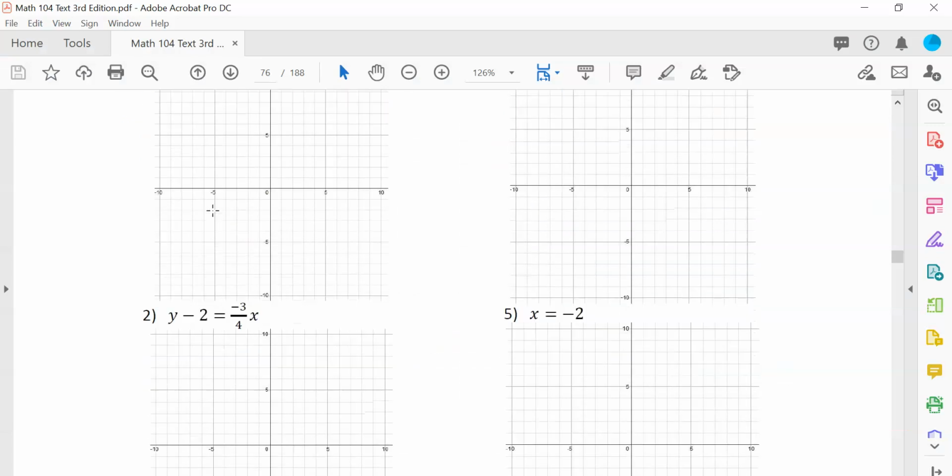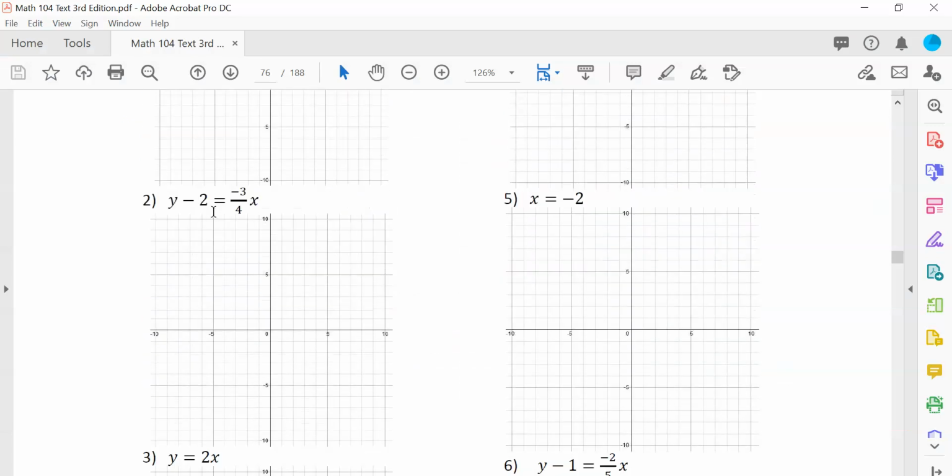Now let's go on to the next example. y minus 2 equals -3/4 x. Well, this one is not in slope-intercept form. So in order to deal with the slope-intercept form in the way we want, we're going to have to put this line into slope-intercept form. So let's go ahead and do that.